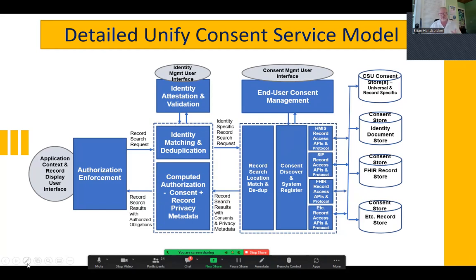Our hope is that we now have a more complete model for consent with all of the associated required services, which then allow us to do a mix and match of which technology is most appropriate from which area, from which provider. Next slide.